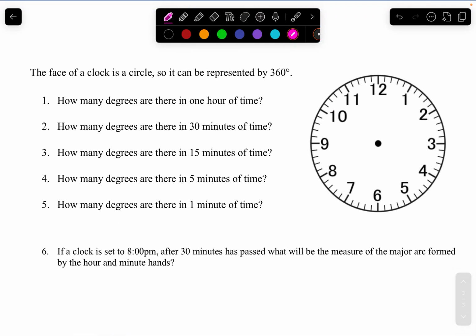The face of a clock is a circle. Whenever you have an analog clock, it looks like this. You've seen it in every one of our classrooms, okay? Because it is a full circle, it can be represented by 360 degrees. So it says, how many degrees are there in 1 hour of time?